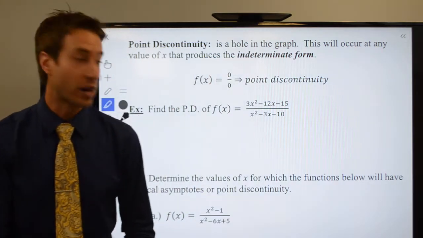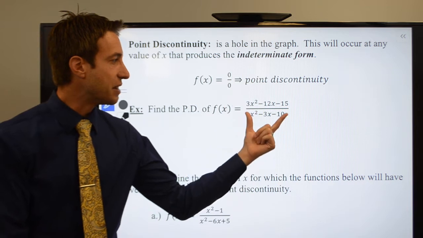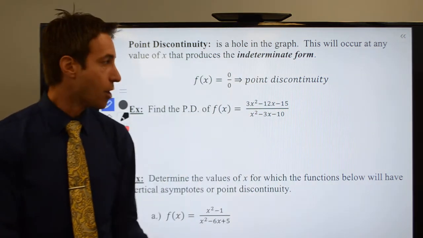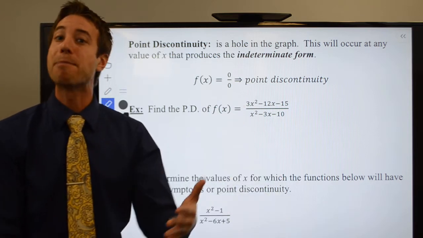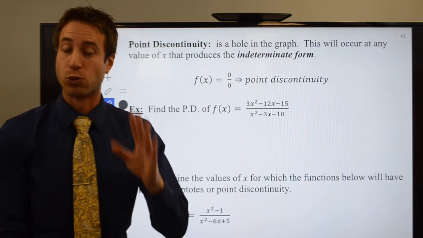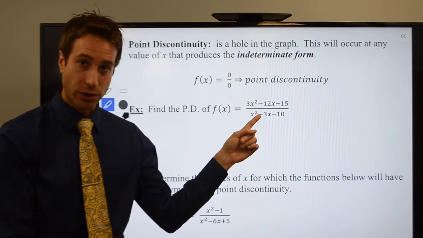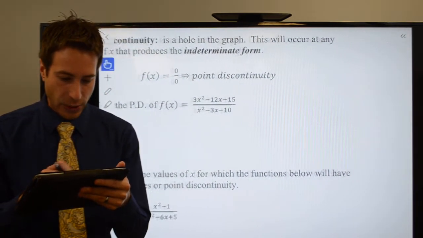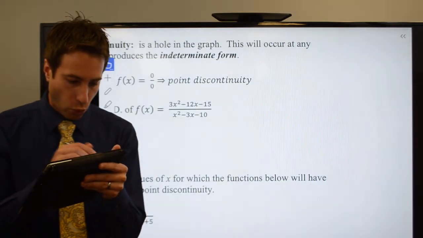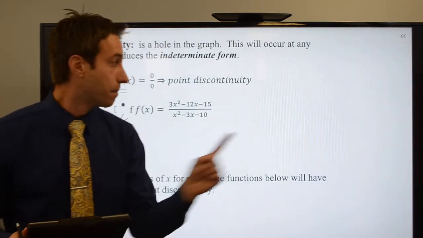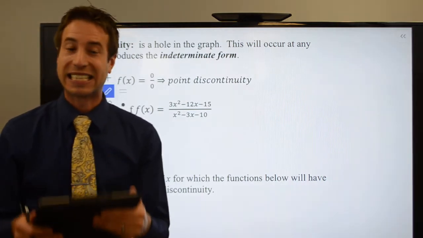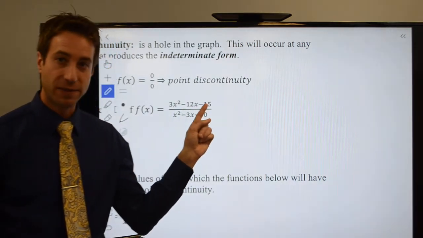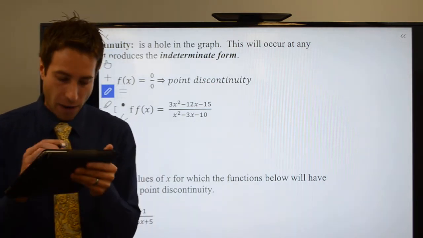Let's say, for example, I have given you this rational function. All right, here we go. What I'm going to do to describe point discontinuity to you is we're going to start by factoring this rational function. So here we go. Let's jump right into it. Let's factor this rational function. All right, take a look at the polynomial on the top, and I notice right away 3, 12, and 15. I can pull out a GCF of 3.